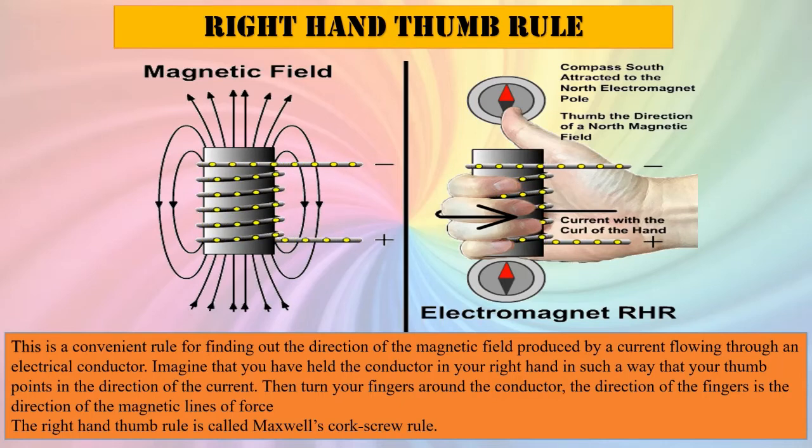The direction of the fingers is the direction of the magnetic lines of forces. Now I'll show you all an image of magnetic lines of forces also. If you do not remember it, don't worry, we'll see that also. So this example of right hand thumb rule helps us to understand about the direction of the magnetic field. कौन सी direction में magnetic field produce हो रही है और कौन सी direction में current flow हो रहा है. ठीक है, so you have to remember it this way.